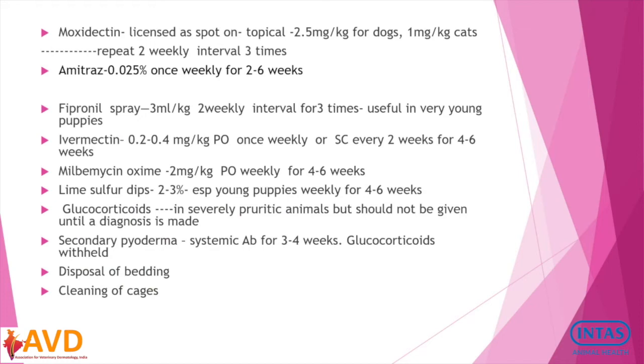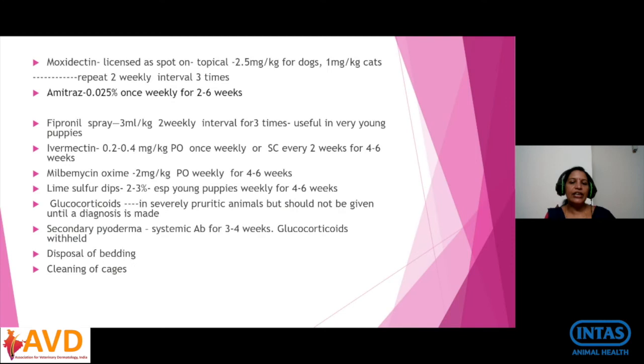Fipronil spray can be used, 3 ml per kg, at 2-weekly intervals for 3 times. It is very good for young puppies. Fipronil spray can be used for very young puppies. Ivermectin can be used, and milbemycin oxime, and lime sulfur dip 2 to 3%, especially in the case of young puppies, and it can be used weekly for 4 to 6 weeks.